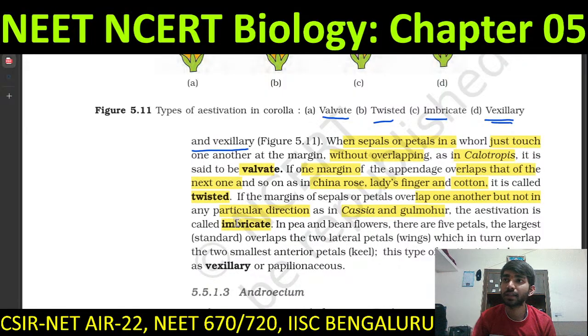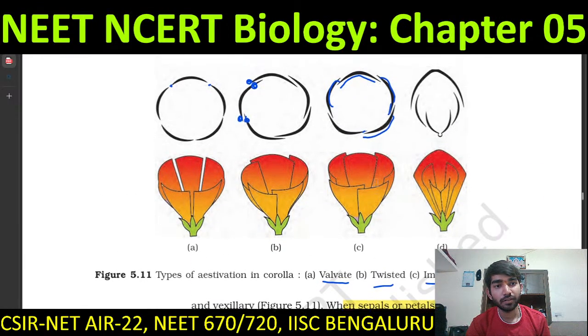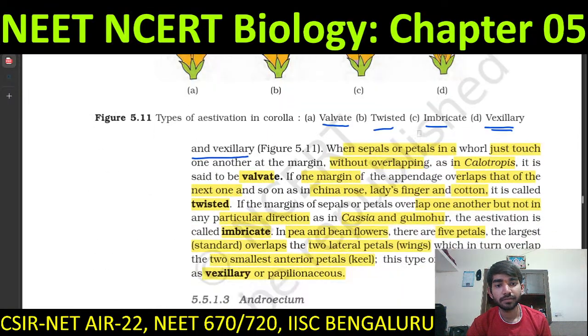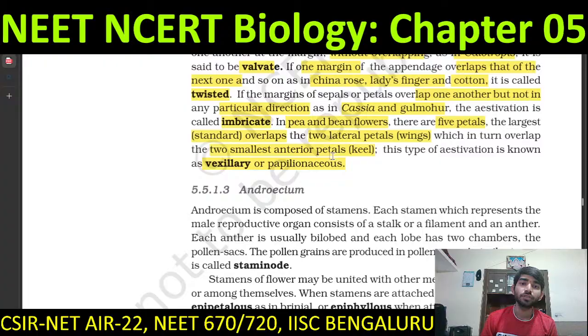Remember the examples. Here the examples are more important than the definitions of the different kinds of aestivation. And finally, in pea and bean flowers, there are five petals. The largest is the standard, which overlaps the two lateral petals, called the wings, which in turn overlap the two smallest anterior petals, called the keel. This type of aestivation is called vexillary or papilionaceous. Papilionaceous or vexillary aestivation. You can see this is the standard, this is the keel or carina. So this was about aestivation.